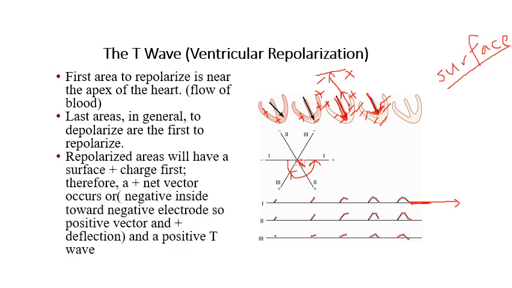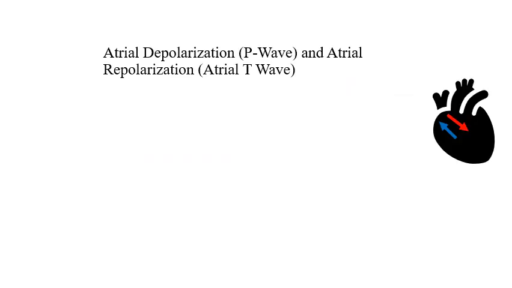So this is a summary of what we have already talked about. How can we draw the vector and the projected vectors in the leads, and the direction of the vector of ventricular repolarization. So we talked about the QRS complex and how we can make the vectorial analysis for the QRS complex on the 3 leads.